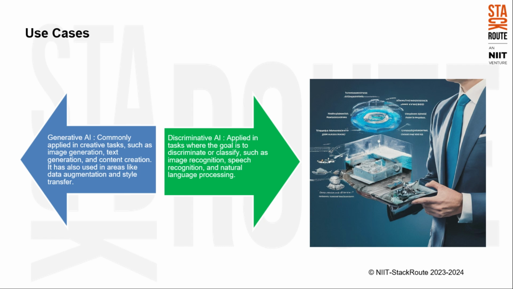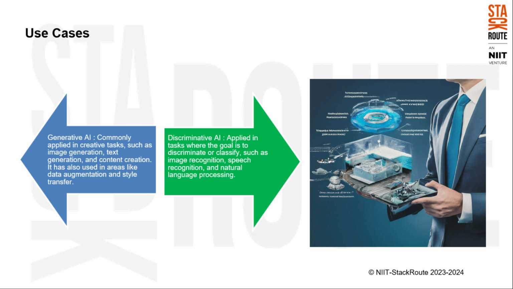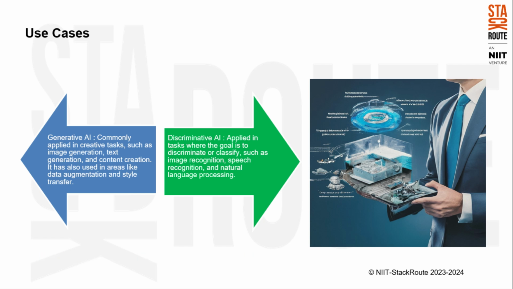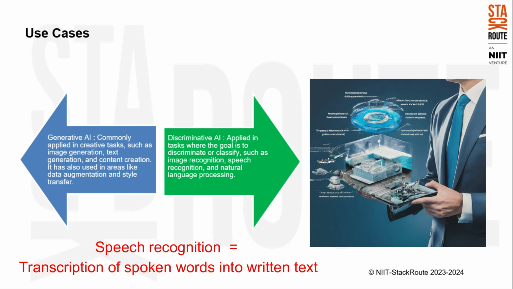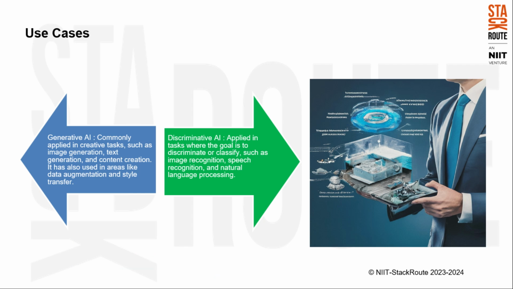In image recognition, discriminative AI models can accurately classify images into predefined categories, such as identifying objects, recognizing faces, or detecting anomalies. Speech recognition is another important area where discriminative AI models are employed, enabling the transcription of spoken words into written text. Natural language processing tasks, such as sentiment analysis, text classification, or question answering, also make use of discriminative AI models. These models learn from labeled examples and utilize the learned patterns to make accurate predictions or classifications on new, unseen data.